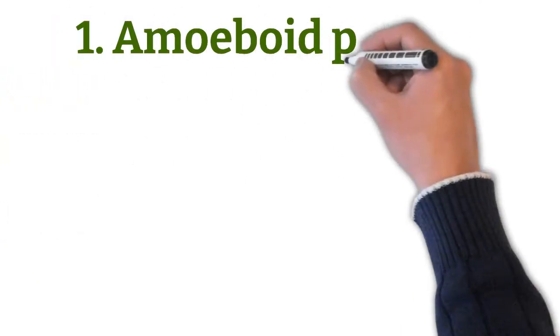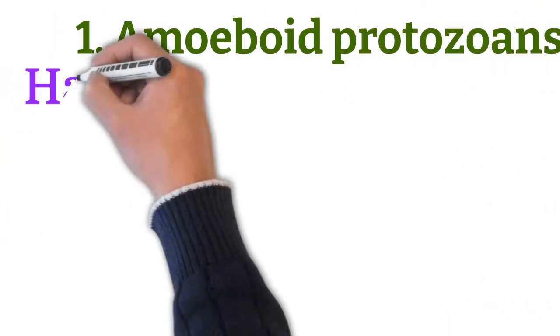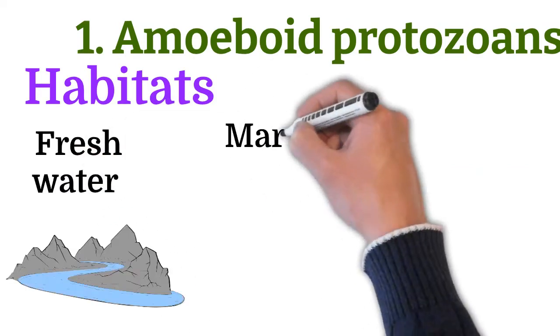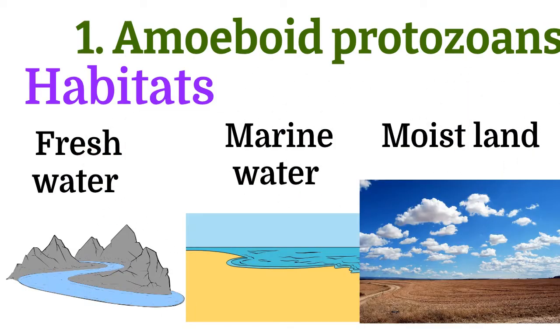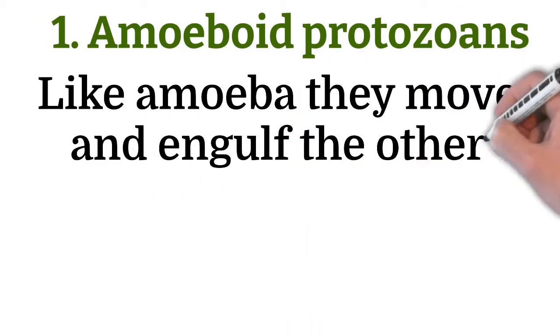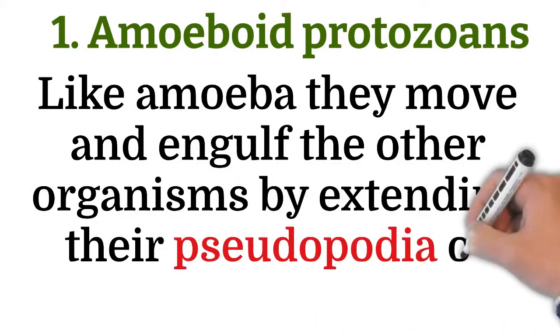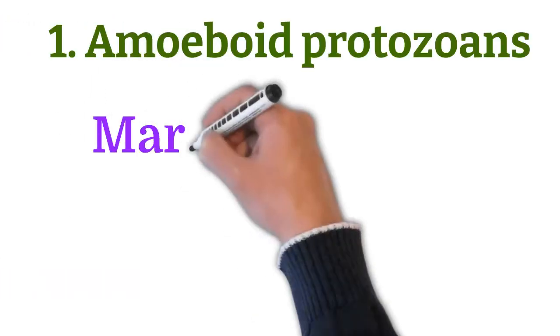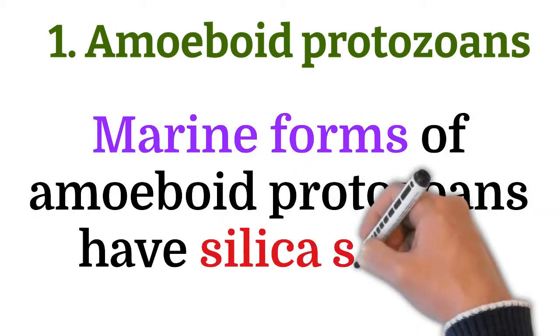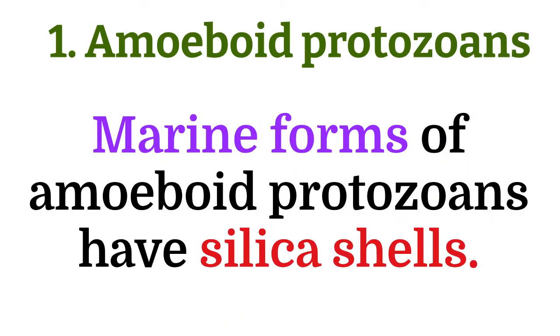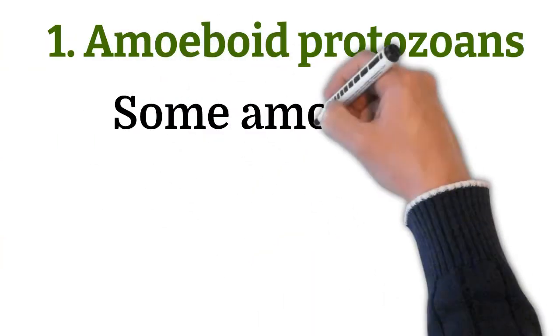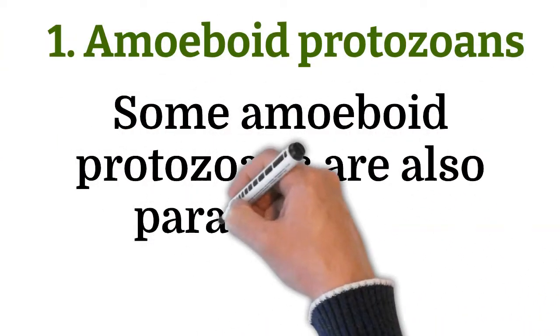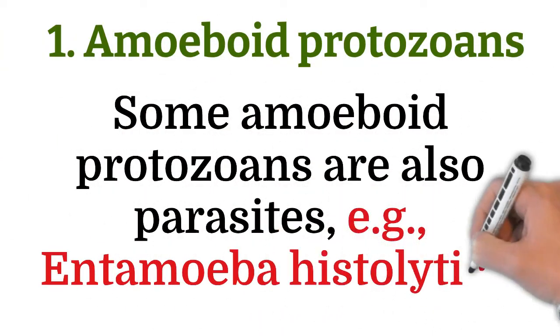First, amoeboid protozoans. Their habitats are freshwater, seawater and moist soil. Like Amoeba, they move and engulf other organisms by extending their pseudopodia or false feet. Marine forms of amoeboid protozoans have silica shells. Some amoeboid protozoans are also parasites, for example, Entamoeba histolytica.